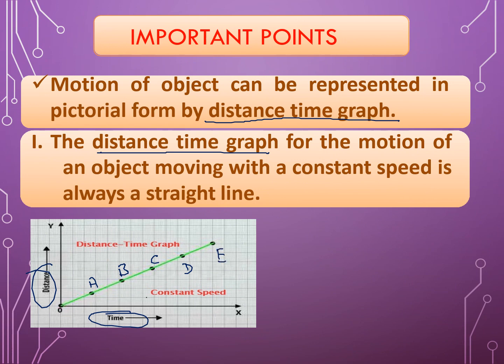So very easily you can conclude that the car is traveling equal distance in equal time. So this is the uniform motion of the car. Uniform motion you can represent with the help of a straight line.